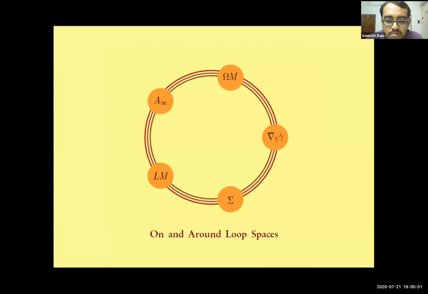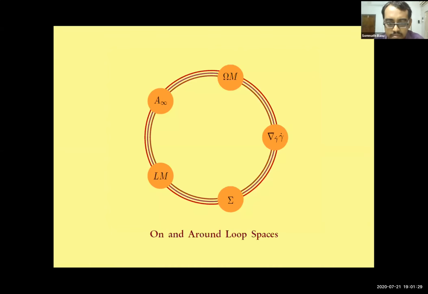So I would like to talk about my thoughts on loop spaces. And this is going to be the title, as you can see, on and around loop spaces. I'm going to basically go in a circle talking about a few topics which present themselves in the context of studying and understanding loop spaces. And I'm going to start with, so I mean, these are symbols as of now. Hopefully they'll make more sense as we go along, but I'm going to start with this first topic, which is this quantity, which is nabla gamma dot gamma dot. So that's our starting point.